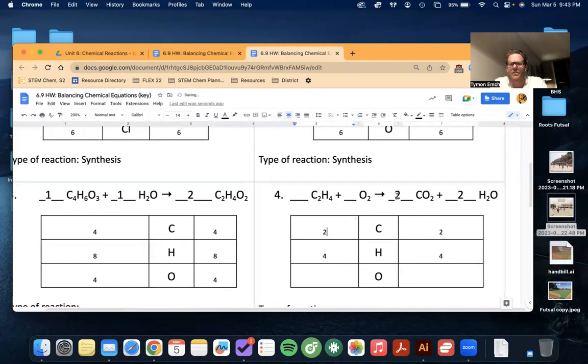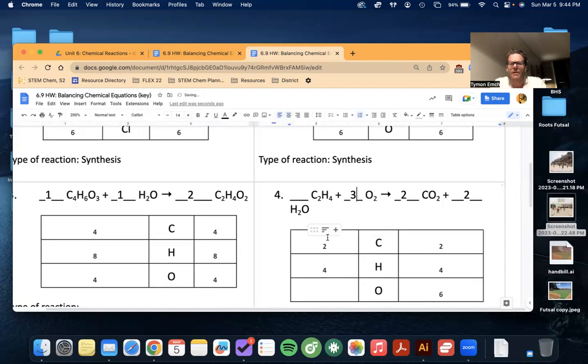Now I look at my oxygens. The oxygens are a little tricky because I have 2 plus 2. 2 times 2 is 4 from this molecule, and then 2 from this one right here, which would make it 6 altogether over here. The only way to get 6 on this side is if I put a 3 over here. This would get a 1.